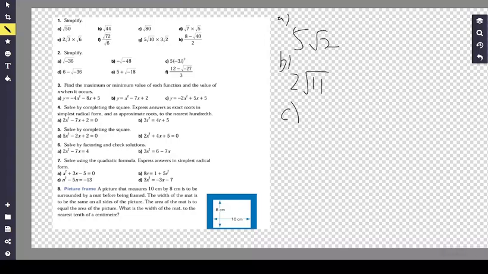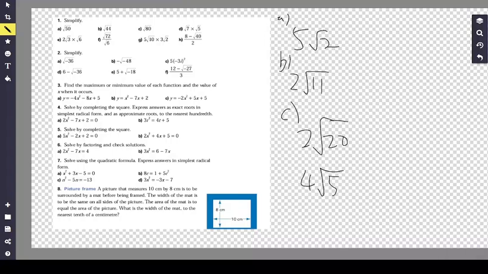C is root 80. For those, I personally like to break it down this way. I will first take out a 4, so that will become 2 root 20, and then I look at this and can be like, oh look, I can break another 4 out of this, so that's going to be 2 times 2 root 5.